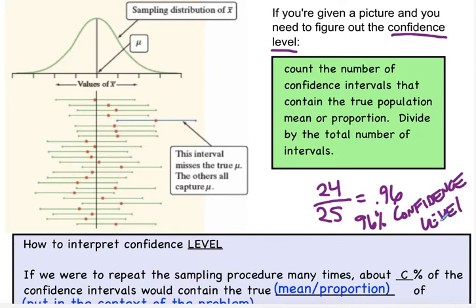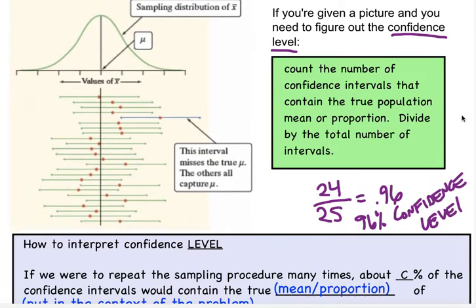And in the homework, you're going to be asked to interpret a confidence level, and that is in this blue box. Let me try to get this to scroll down a little bit.